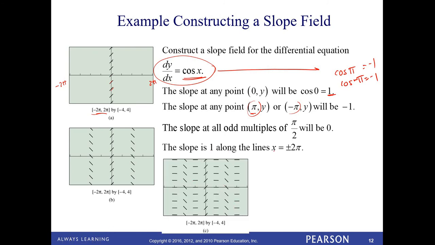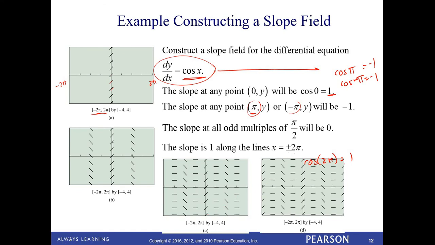And any place along plus or minus 2 pi, 4 pi, -2 pi, -4 pi, the cosine of those values is 1. So putting those in at the far reaches, this gives me now a slope field for the function cos of x.